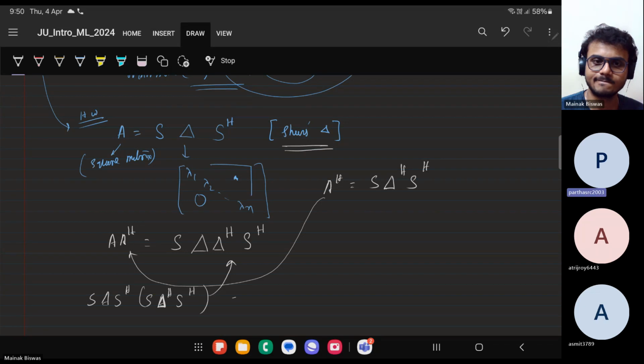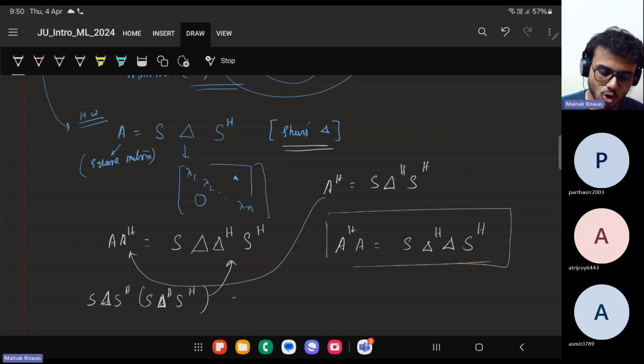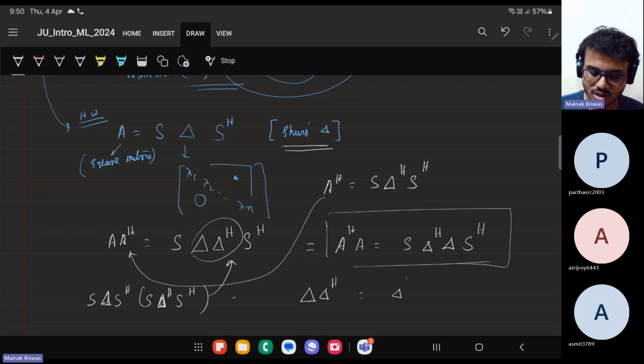S A, not A delta. Similarly, A Hermitian A is equal to S delta Hermitian delta S Hermitian. So you have to show that if these two are equal, then sigma Hermitian is equal to this, right? This has to be true.